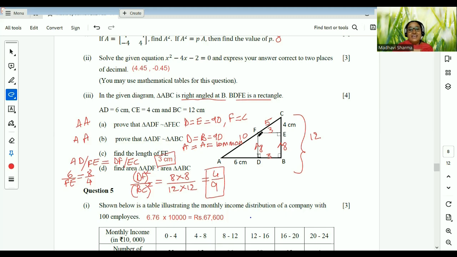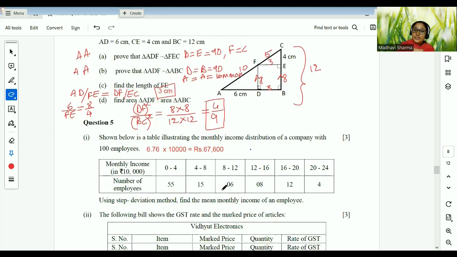Find the length of FE. Here, I will simply take the ratios as these two are similar. AD upon FE is DF upon EC, and the answer I will get is 3 centimeters. Areas, again, the similarity, square of the areas. Yes, the theorem, ratio of the square of the corresponding sides. So DF square upon BC square, I just took the square and 4 upon 9. Question number 5.